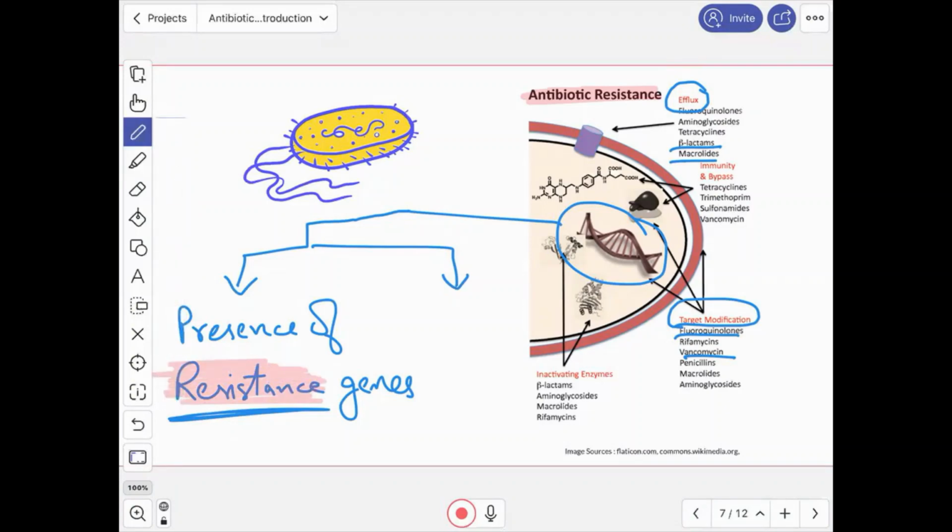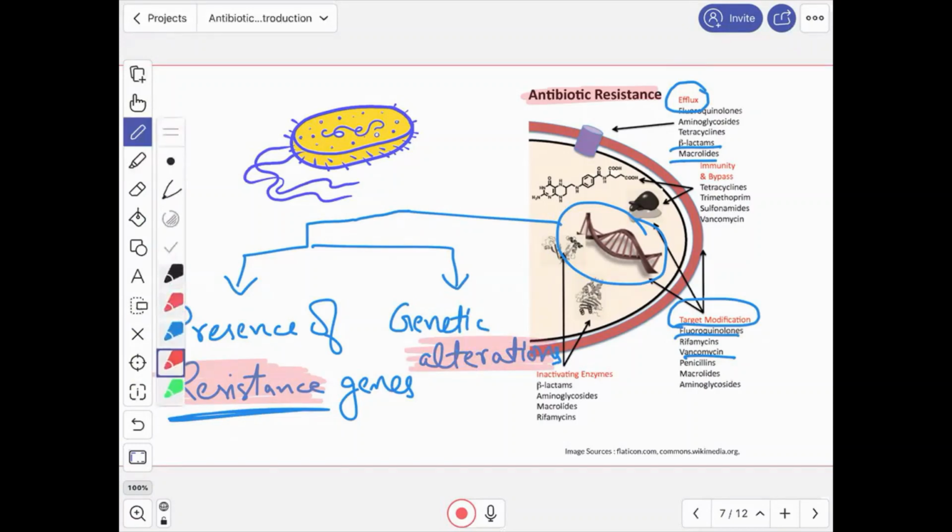Another scenario could be that the resistant bacteria harbor genetic alterations which make them resistant to antibiotics. For example, we talked about fluoroquinolones or rifampicin, where modifications can occur in the bacteria.